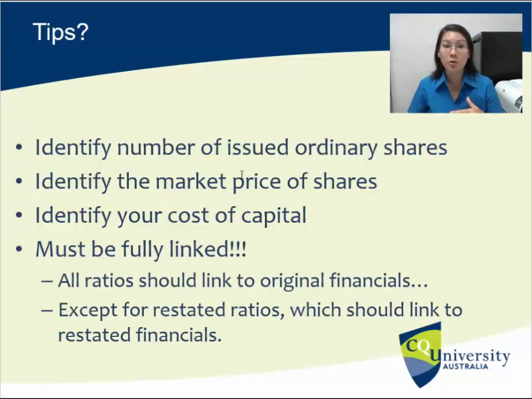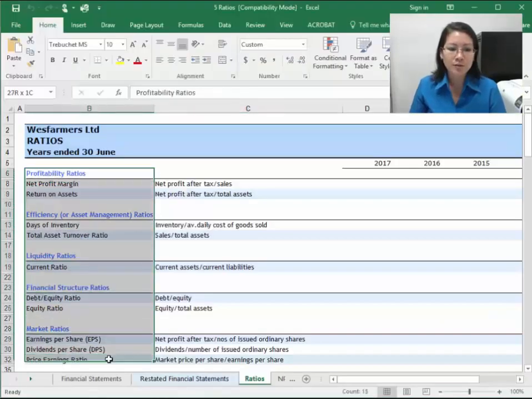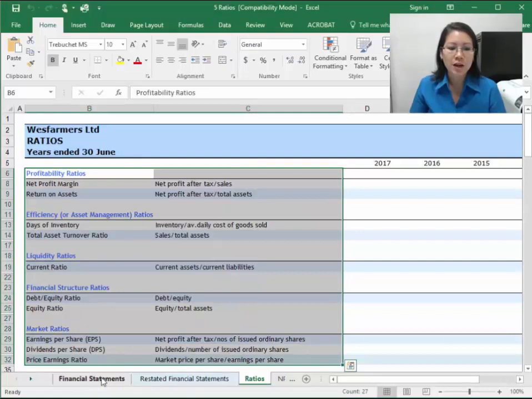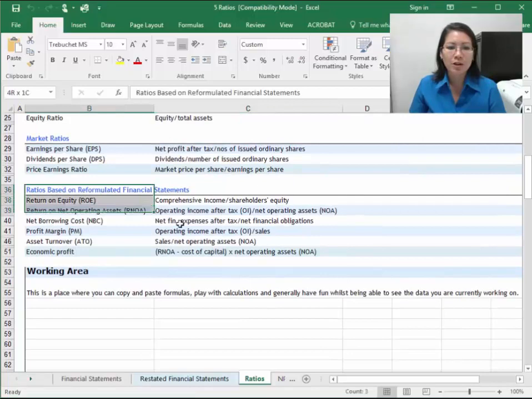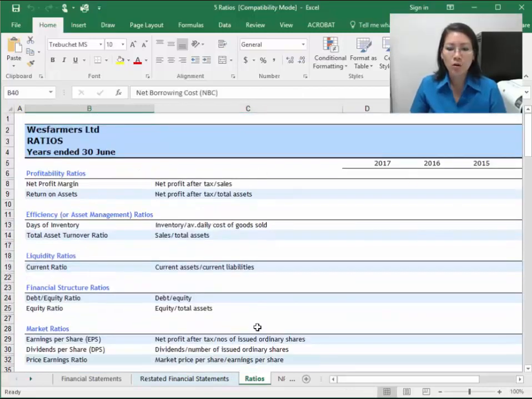So if you've accidentally made a boo-boo with one of these, you can correct it down here and it will flow through everywhere you've linked that above. So make sure that it is fully linked. All your ratios need to link to the original financials except for your restated ratios, which should be linked to your restated financials. So all of these ratios need to be linked to your financial statements tab, your original financials, and then all of these ratios need to be linked to your restated financials tab. So make sure that you are linking the whole lot to the correct set of financial statements.